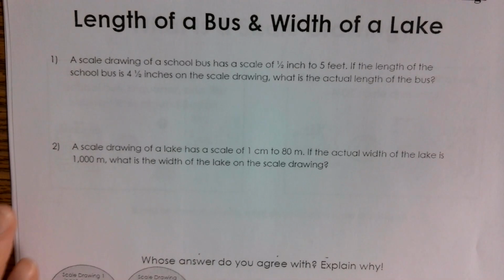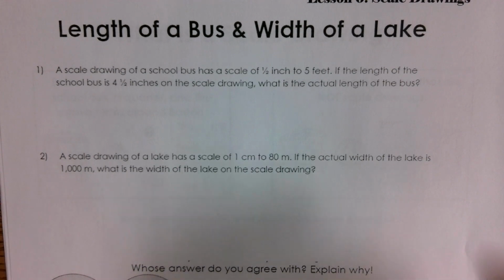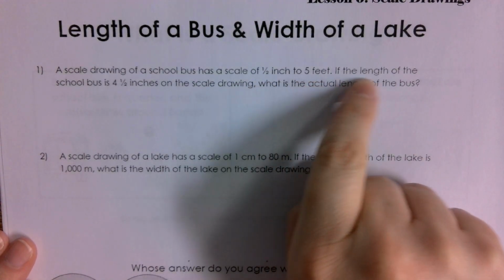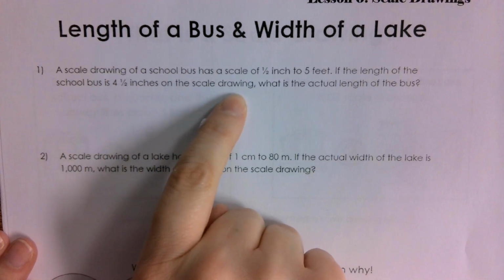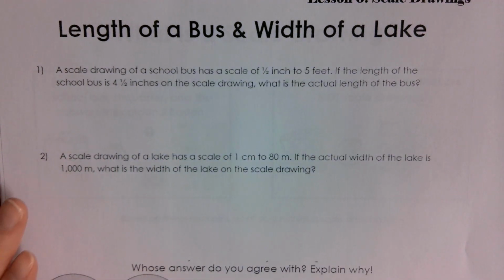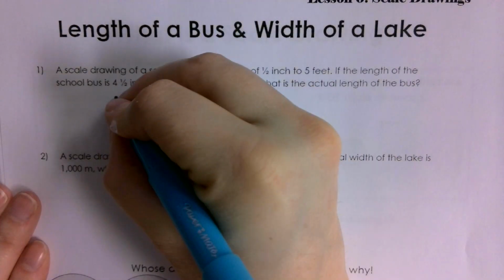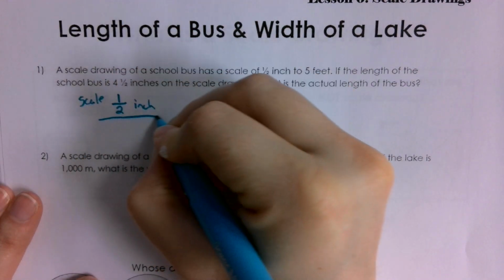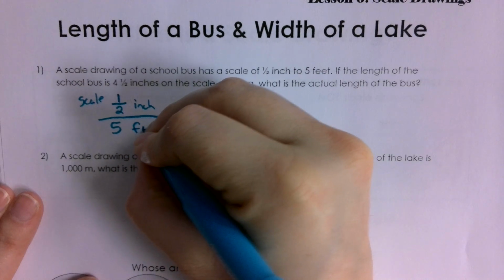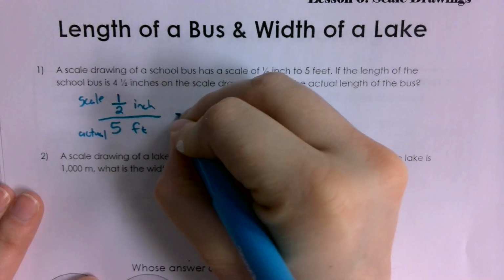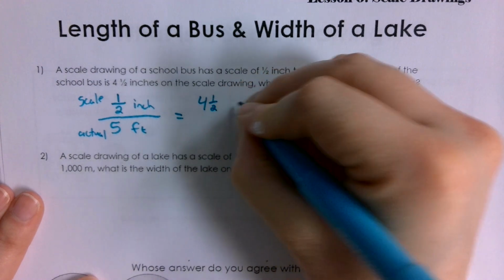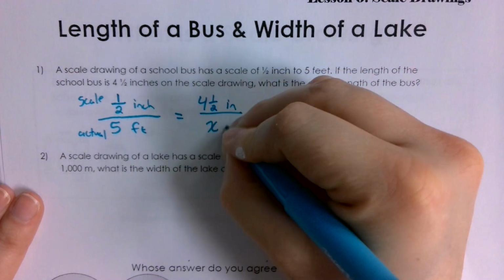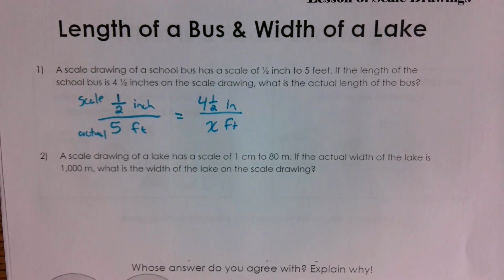All right, let's take a look here. For problem number 1, it says a scale drawing of a school bus has a scale of 1/2 inch to 5 feet. If the length of the school bus is 4.5 inches on the scale drawing, then what's the actual length? The best thing I can tell you guys to do is just to set this up as a proportion. 1/2 inch, which is your scale, over your 5 feet, which is your actual, and then you set it equal to 4.5 inches over x feet. You can go ahead and do your cross product and solve. Then when you get x, that's your actual measurement.